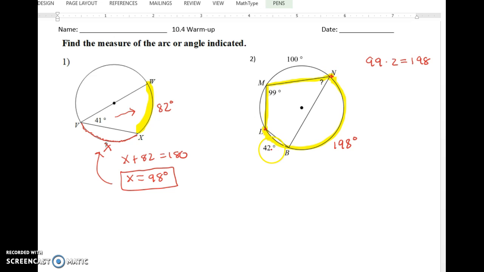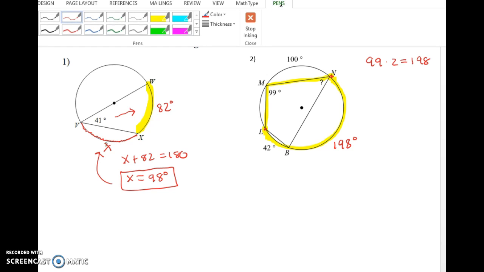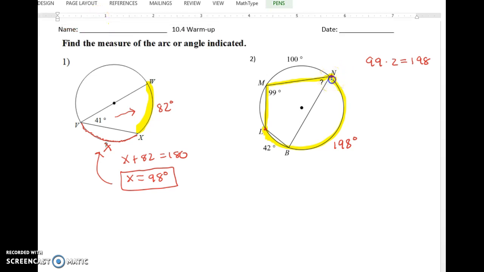Now, this arc here is 42, so I might as well go and try and figure out what this arc is, even if I'm not sure if it's going to help me. So I know that 198 minus 42 is going to be 156. So that means that this arc here is 156.